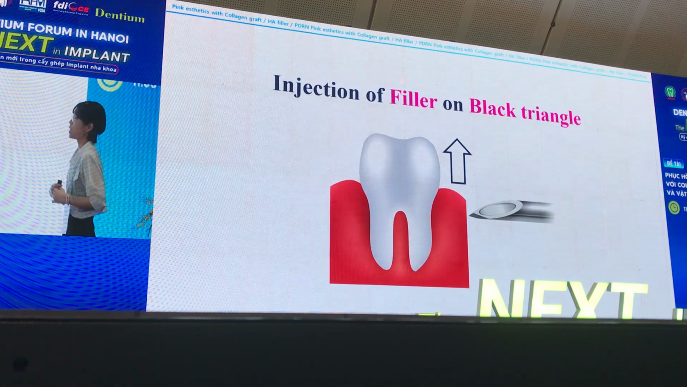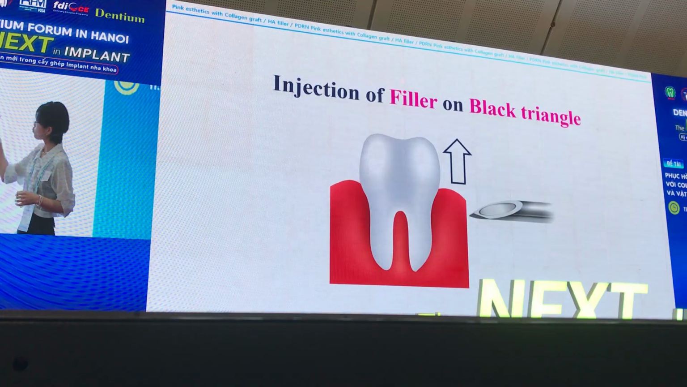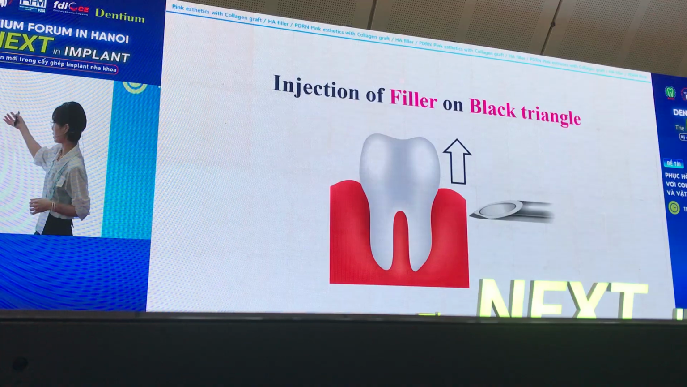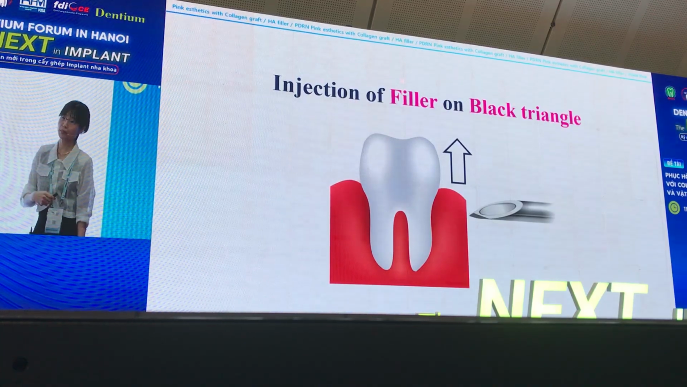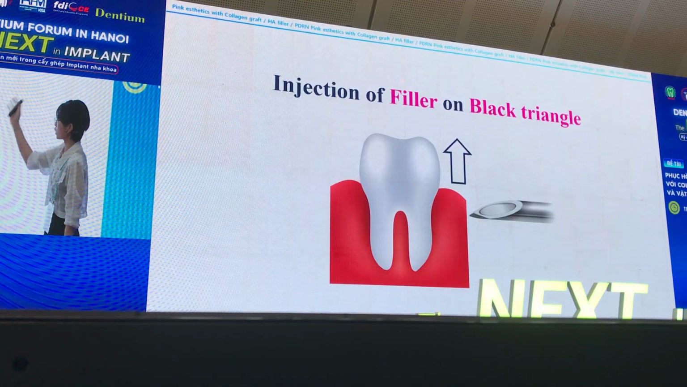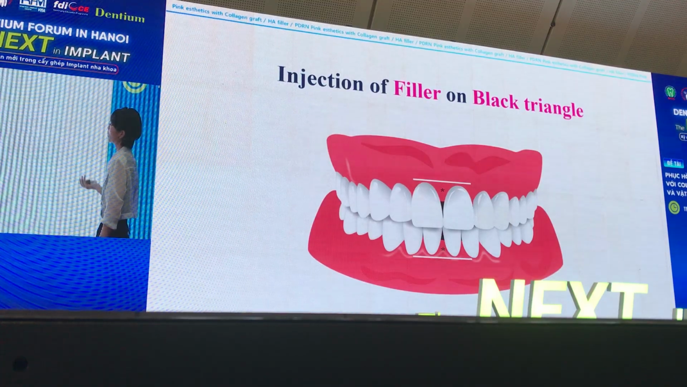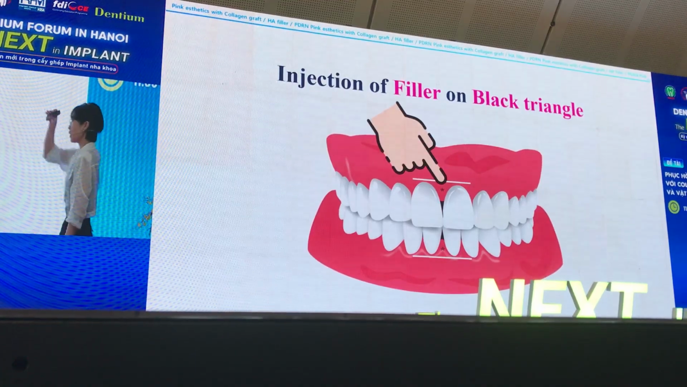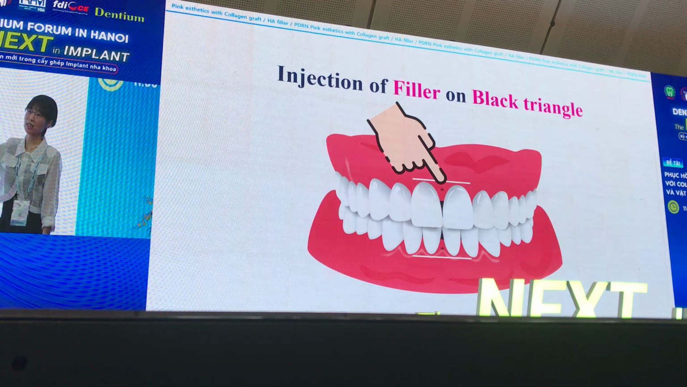Because we have to make the filling toward the tooth contact point, the bevel has to face toward the tooth contact point. So the bevel has to be directed toward the contact point. So this is the method of filler injection for a black triangle. So imagine the facial CEJ.